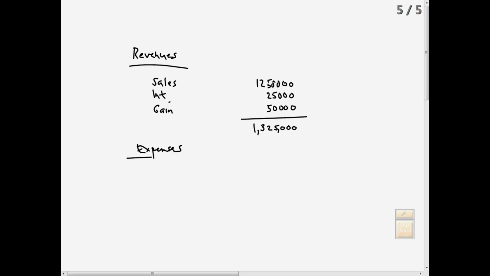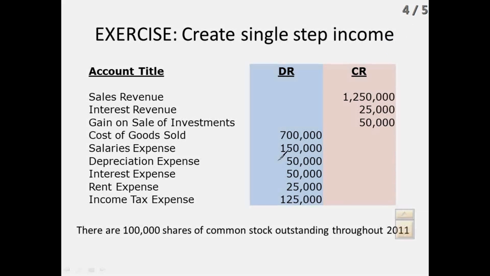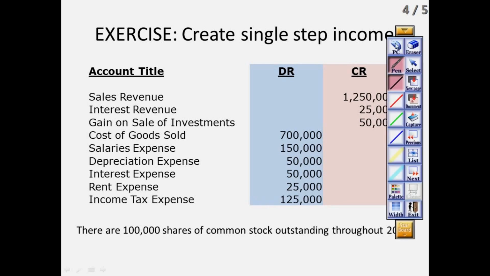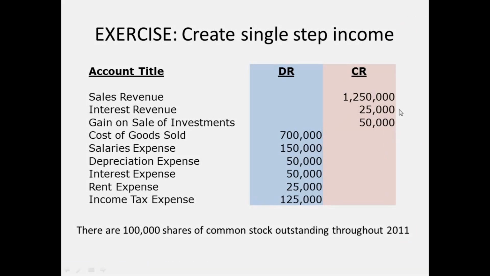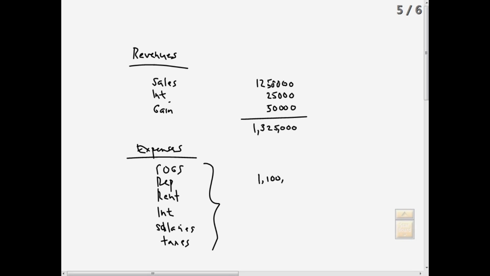What are those? Well, we've got all this stuff here. Cost of goods sold, salaries, depreciation, interest, rent, income tax. Okay, we have cost of goods sold, depreciation, rent, interest, salaries, taxes. Okay. I would write them all separately, but that would require me to go back and look at what they all were. Okay, so what do we have?